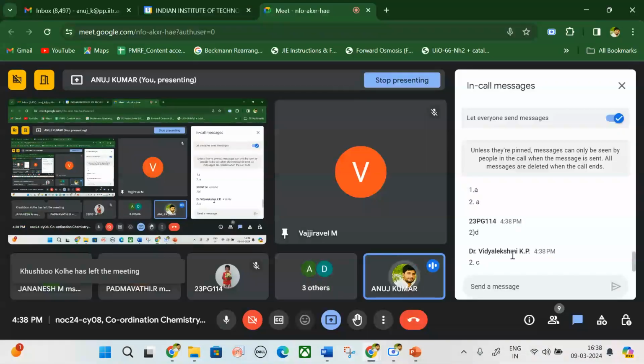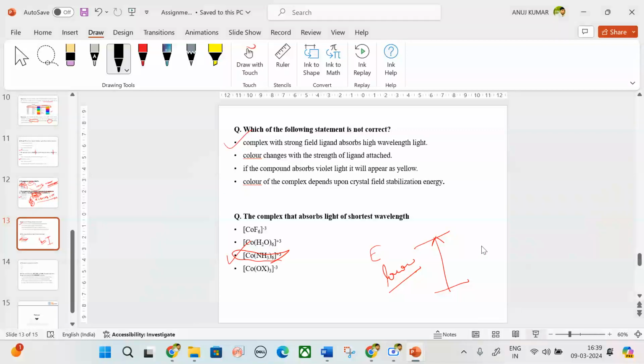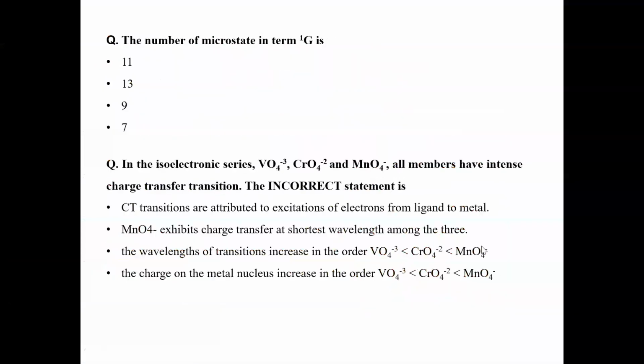These are some basic questions, but a little bit tricky. So what about this one? The last two questions of this session. The number of microstates in term this, I have already indicated the formula 2S plus 1, 2L plus 1. Okay, you have to calculate the value of L, just put into the formula, multiply, you will be getting the number of microstates. And in the second one, there is some isoelectronic series you have been given.